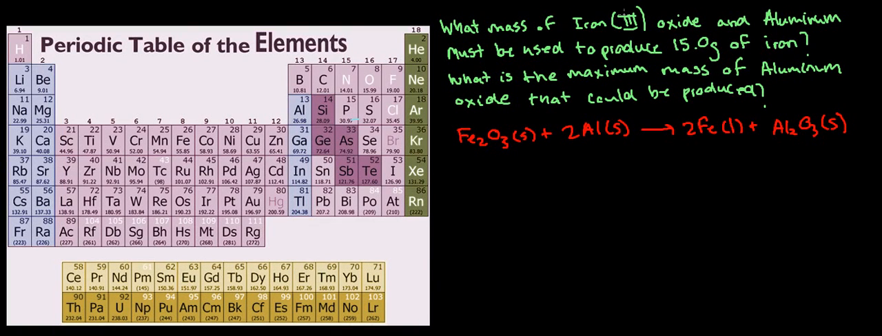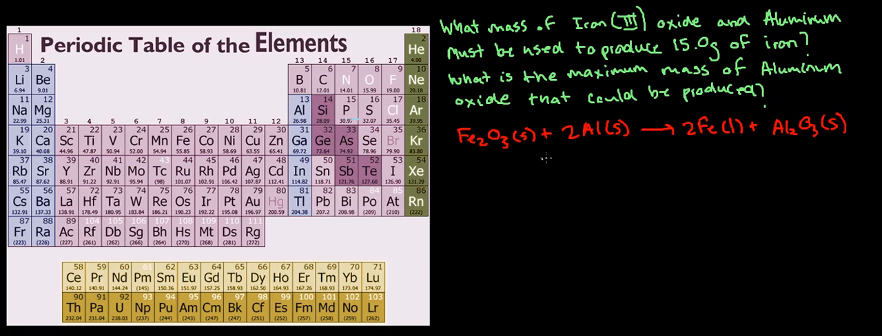What mass of iron 3 oxide and aluminum must be used to produce 15 grams of iron? What is the maximum mass of aluminum oxide that could be produced? Here I have the balanced chemical equation of this reaction, and I'm given 15 grams of iron, and I want to know what are the amounts of aluminum and iron 3 oxide that it would take to produce that 15 grams. And then the second question is, what is the maximum amount of aluminum oxide that would be produced?